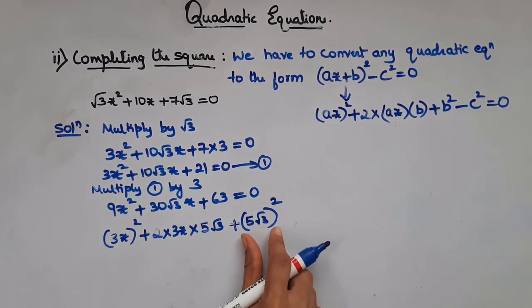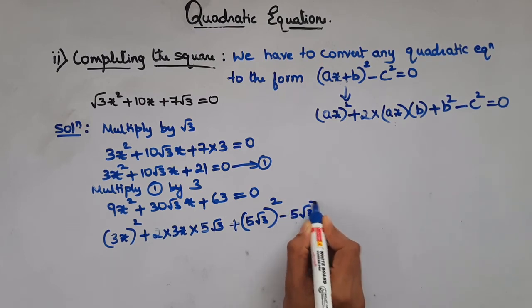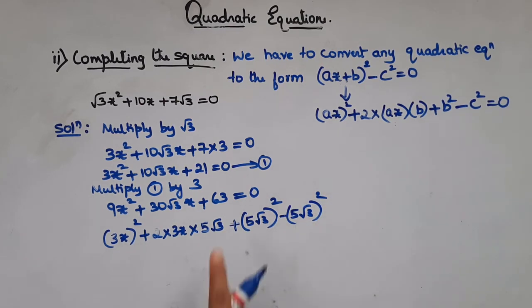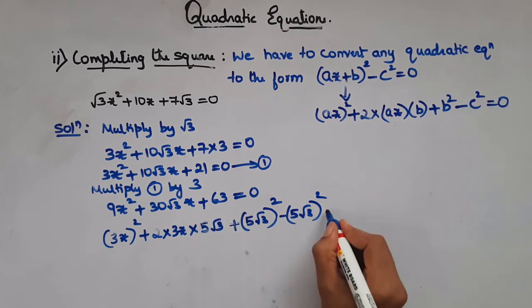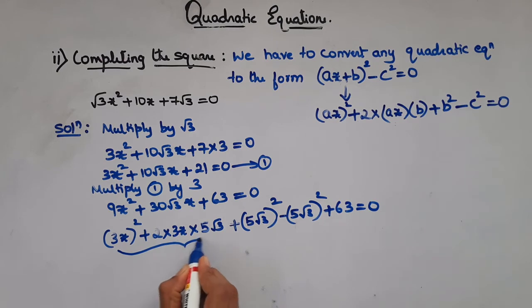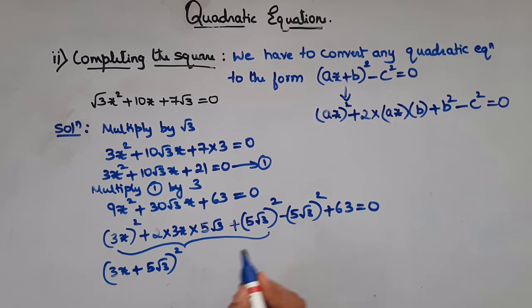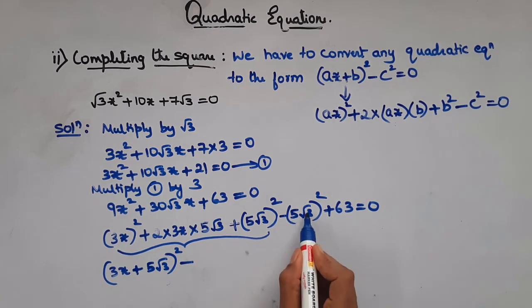So when you add something, you have to subtract as well, right? So minus 5 root 3 the whole square, right? Then we have here plus 63, which is equal to 0. So now this whole term can be written as 3x plus 5 root 3 the whole square. Agreed? So here we have minus 5 into root 3 the whole square.